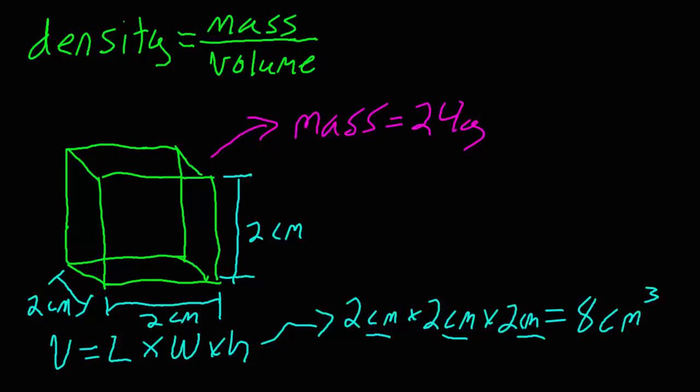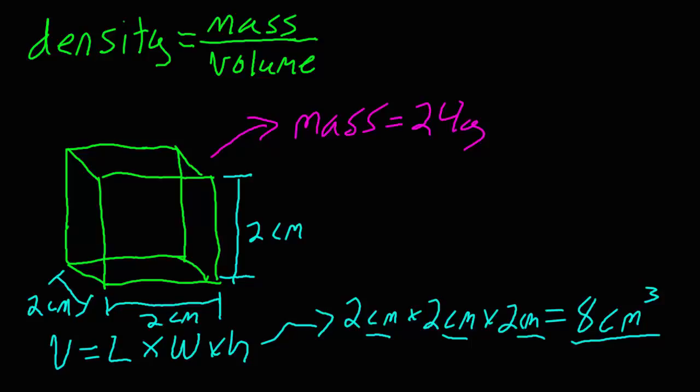Volume can be displayed in multiple different ways. You can talk about volume as being how many centimeters cubed. You can talk about volume as being so many milliliters or liters. Usually that's when we're talking about a liquid. But there's multiple ways to represent volume. They're all reasonable. So in this cube, we have a volume of 8 centimeters cubed.